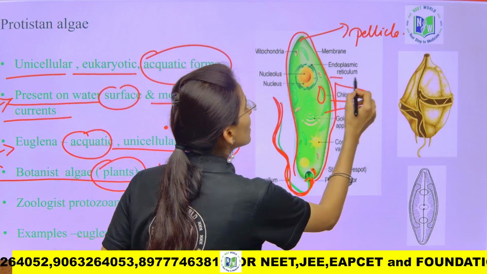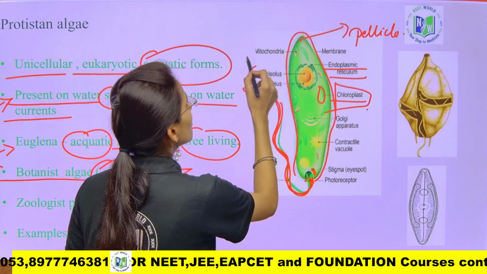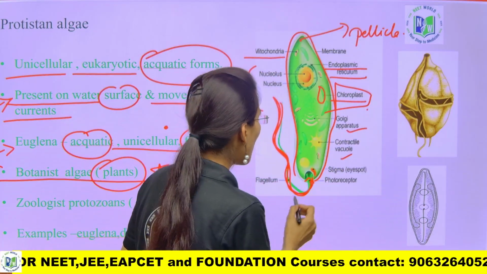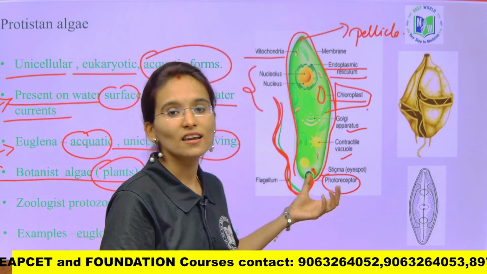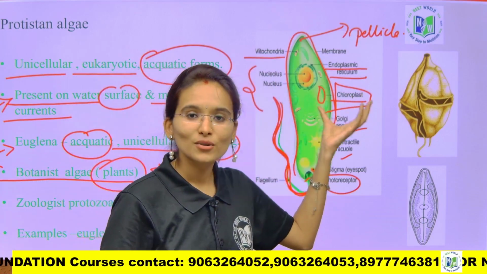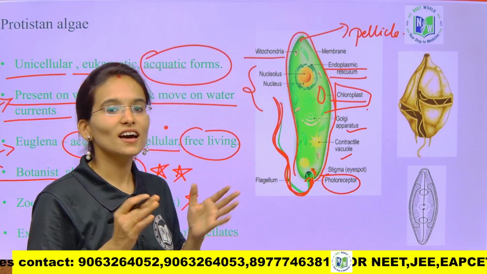It also possesses a few more interesting characteristics. It contains endoplasmic reticulum, nucleus, chloroplast, mitochondria, Golgi apparatus, contractile vacuoles, and this is a photoreceptor, which senses the light, students. So, these are the main characteristic features of the Euglena. It is included under the kingdom Protista. Clear with all the main characteristic features?